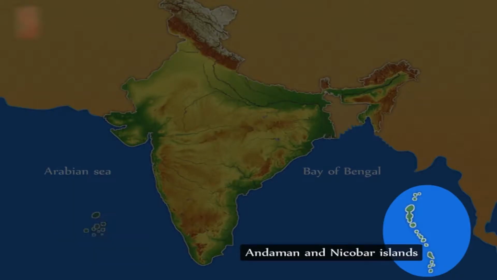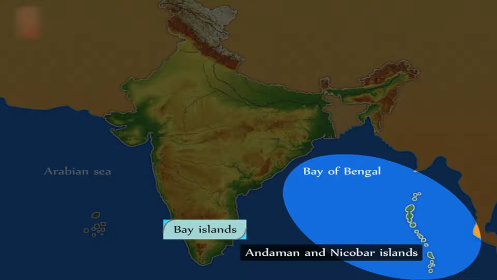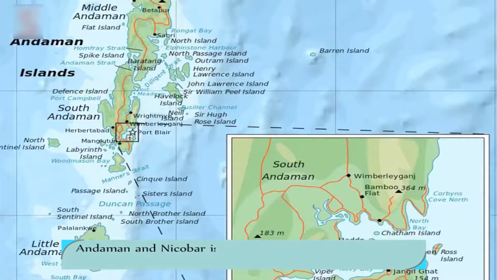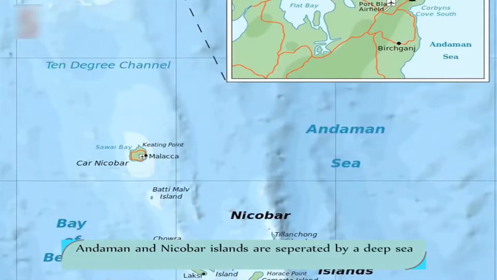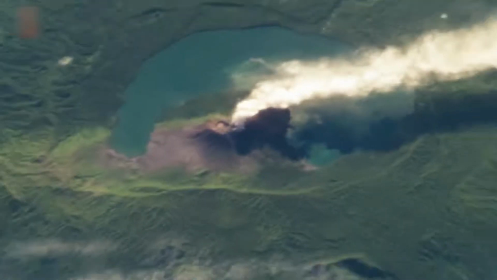B. Andaman and Nicobar Islands. These are also known as Bay Islands since they are located in the Bay of Bengal. Andaman and Nicobar Islands are separated by a deep sea known as the 10-degree channel. Many of the islands are volcanic in nature.